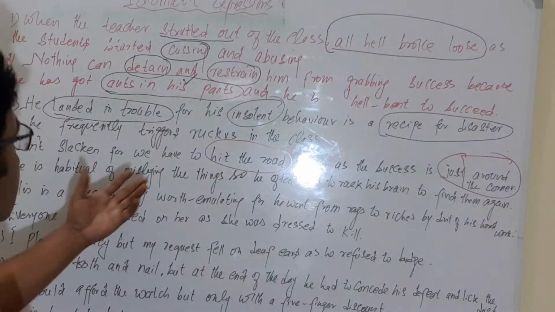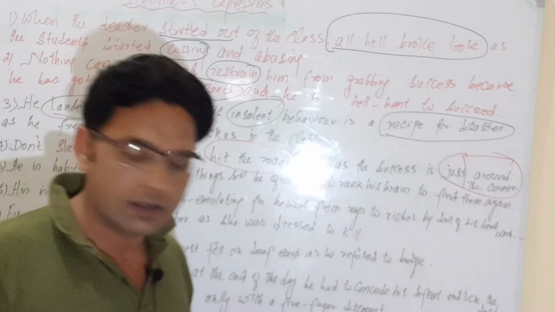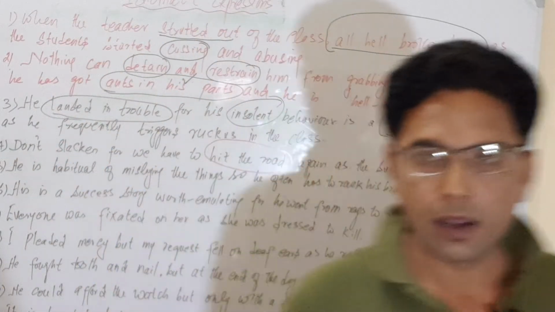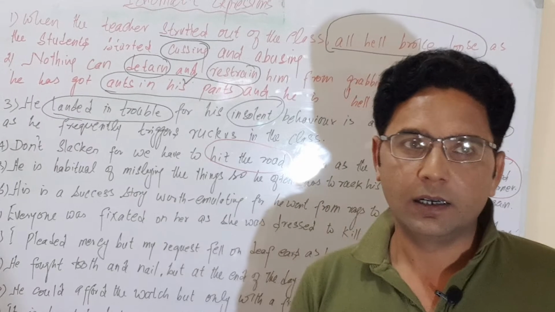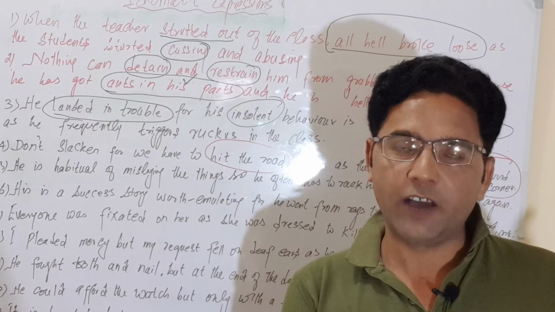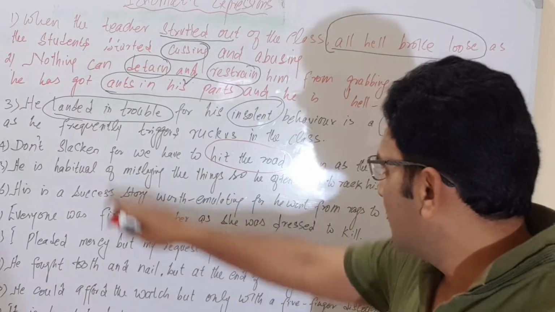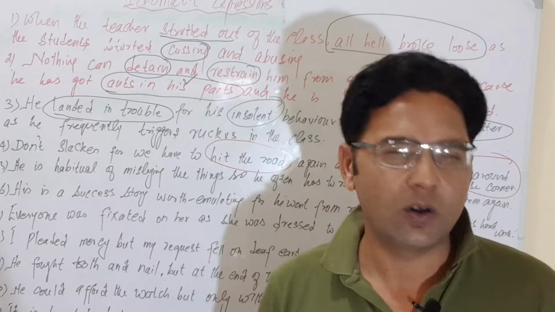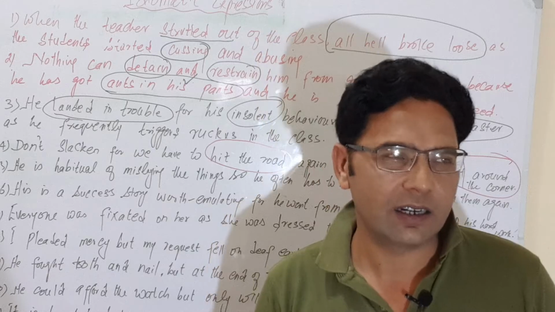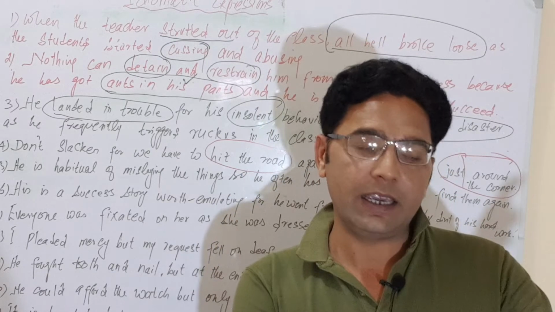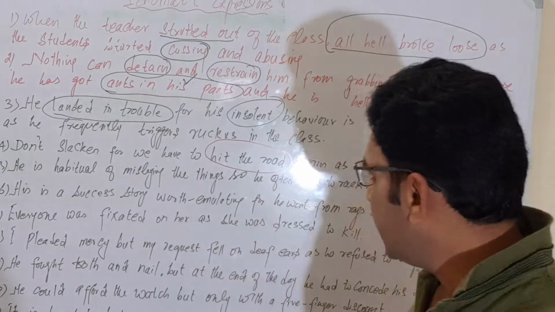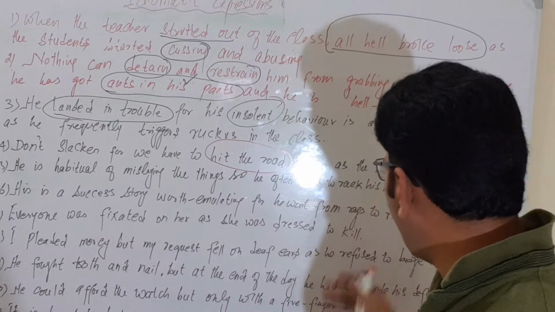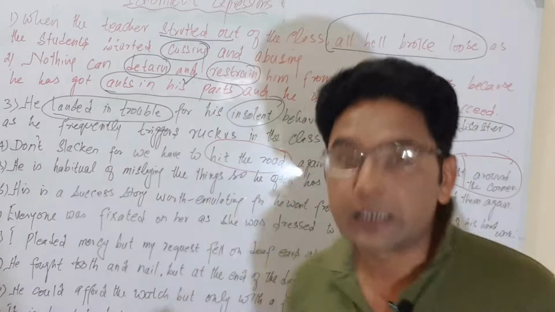The next sentence is he is habitual of mislaying the things. Mislaying is when you forget something you have placed somewhere. So he is habitual of mislaying the things. It means he keeps on mislaying the things, doesn't remember where he or she has placed that thing. He is habitual of mislaying the things, so he often has to rack his brain.